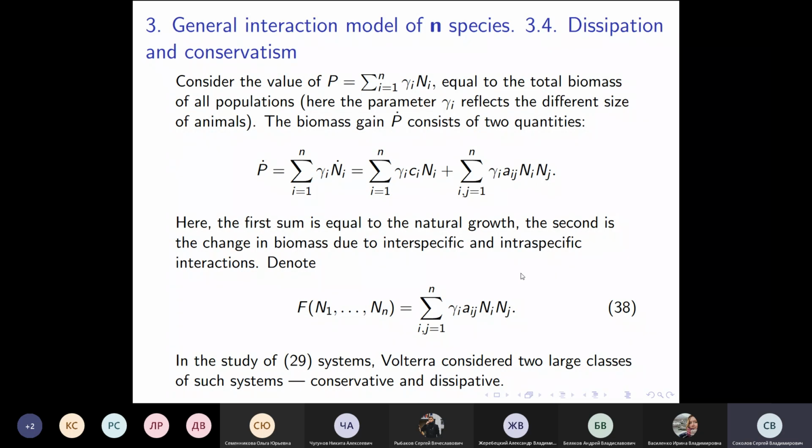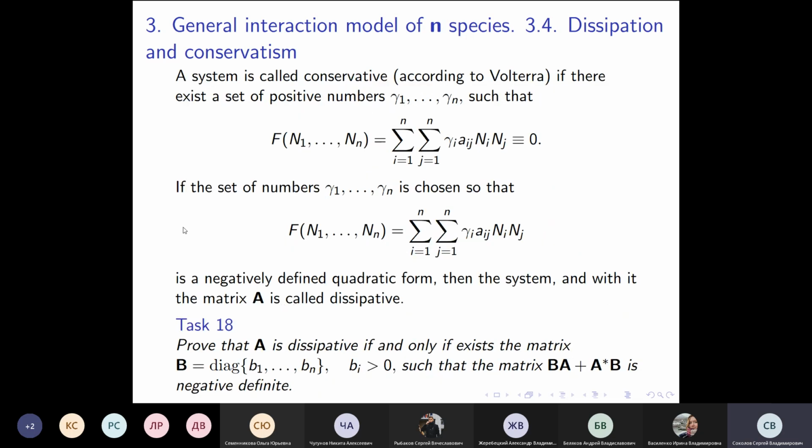So all the interaction caused by a predator-prey situation, so all the biomass goes from prey to predators. So it's not that natural a situation. But still, we can formulate some theorems about this situation. So it is the definition, the first for conservative system and the second for dissipative.